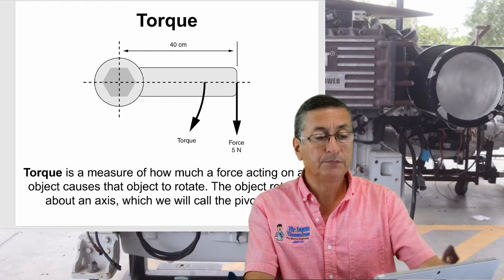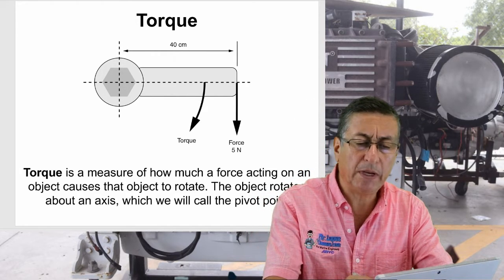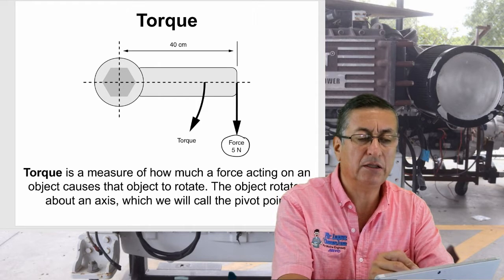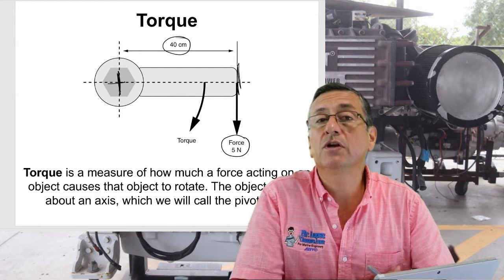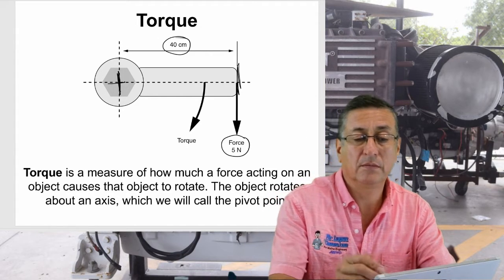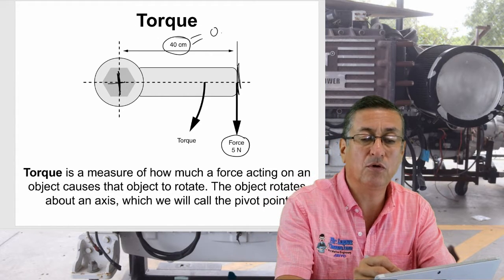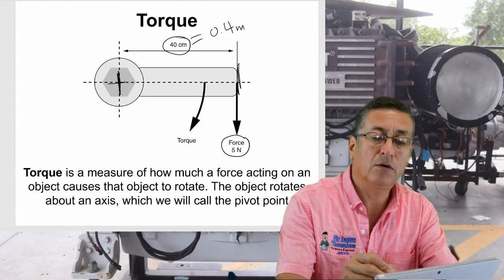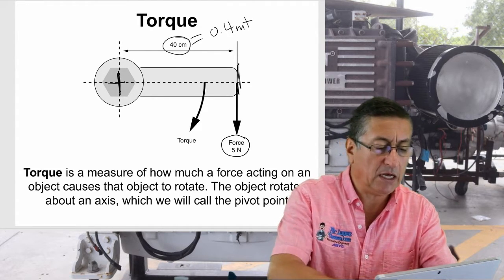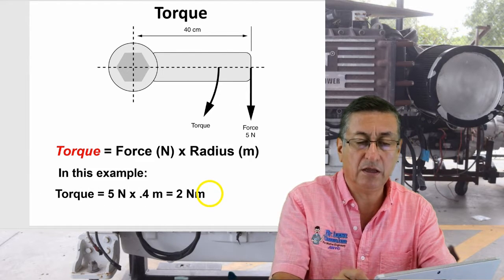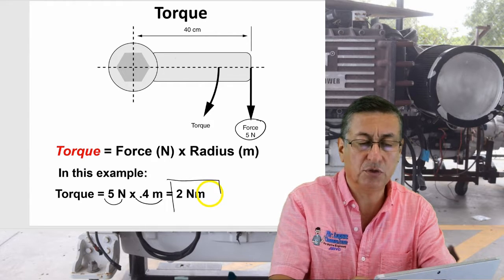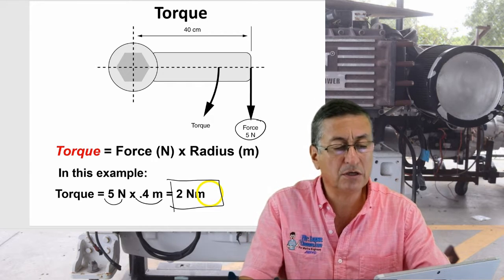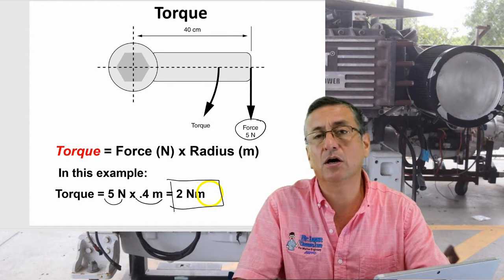We have an example here for a torque. We are going to apply a force of 5 newtons, and the distance in between the center and the end is 40 centimeters. How much is 40 centimeters in meters? It is equal to 0.4 meters. Okay, what is the torque applied over there? The torque is basically the force, 5 newtons, times the distance, 0.4, and this is 2 Newton meters. 2 Newton meters is the torque applied on that object.